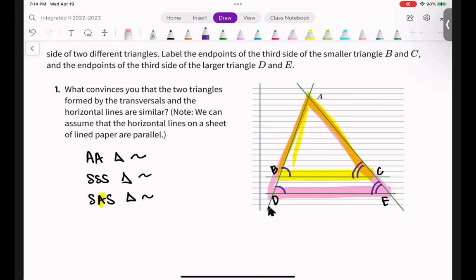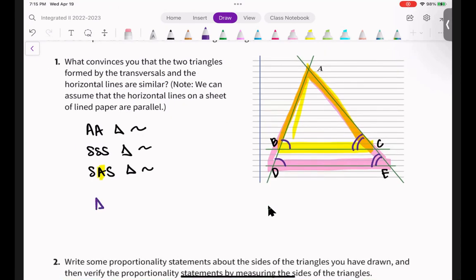Okay, so I'm going to write that down. So triangle ABC is similar to triangle, now I have to go in the same order. I start with A. Who is B? Who does B match with in the bigger triangle? Okay, so hopefully you said D and E. These two triangles are similar by the AA triangle similarity. It's a postulate. That's fine. AA triangle similarity.